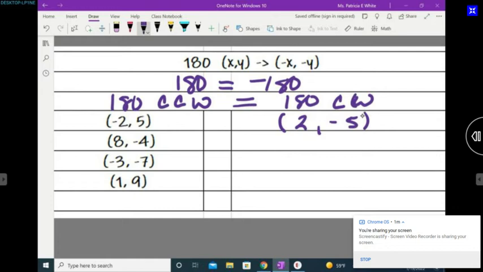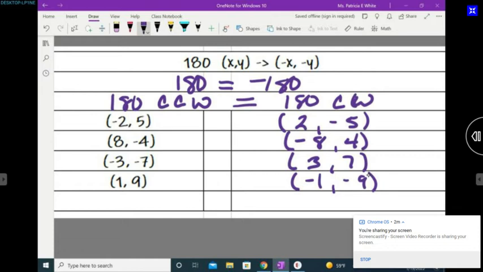8, negative 4 is going to become? Negative 8, positive 4. The rule is right at the top here. We're not swapping the x and y on this one. We're just doing the opposites. Right? Positive 3, positive 7, and then the next one is negative 1, negative 5.